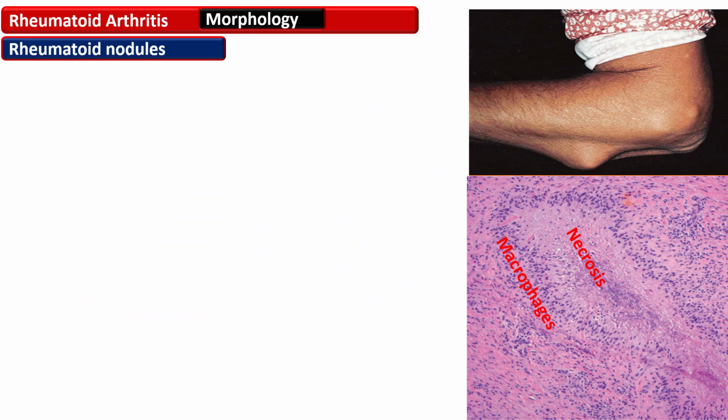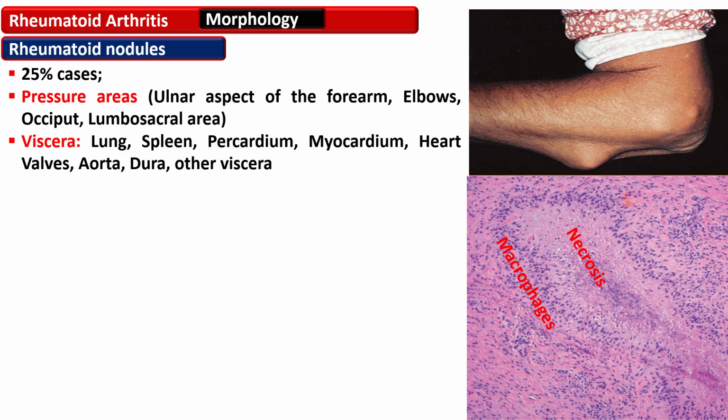Another feature of rheumatoid arthritis is the presence of rheumatoid nodules, which are present in 25% of the cases, and are frequently present on pressure areas such as the ulnar aspect of the forearm, elbows, occiput, and lumbosacral area, though they are recorded in the viscera also, such as lung, spleen, pericardium, myocardium, heart valves, aorta, dura, and other viscera.